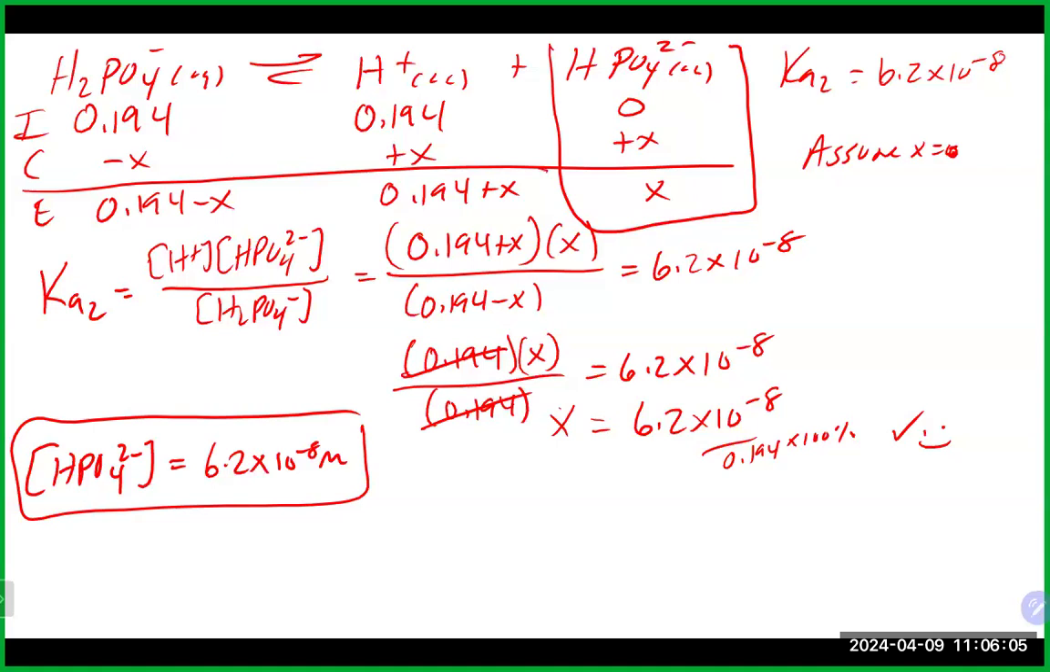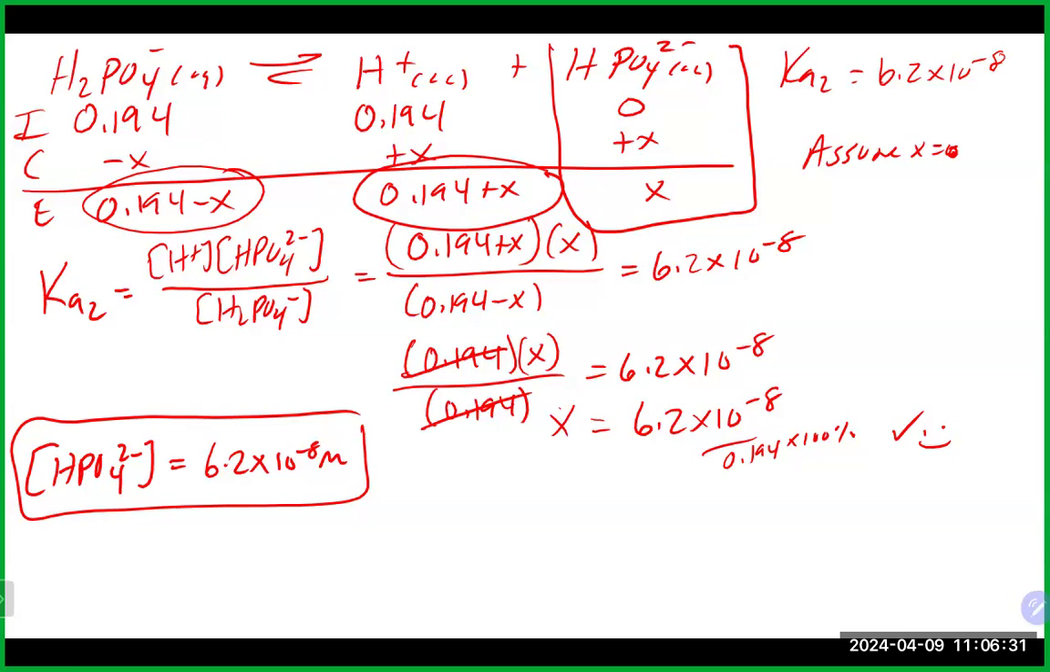How about the concentration of H plus? What would it be when I put the X into that? If I take 0.194 and I add 6.2 times 10 to the minus 8, I get the same thing. Yeah, it's basically the same thing. And the same thing over here. If I put it back into here, I'm going to basically get the same thing. So those concentrations are basically going to be the same if we put the X value back into there. Any questions on that there?